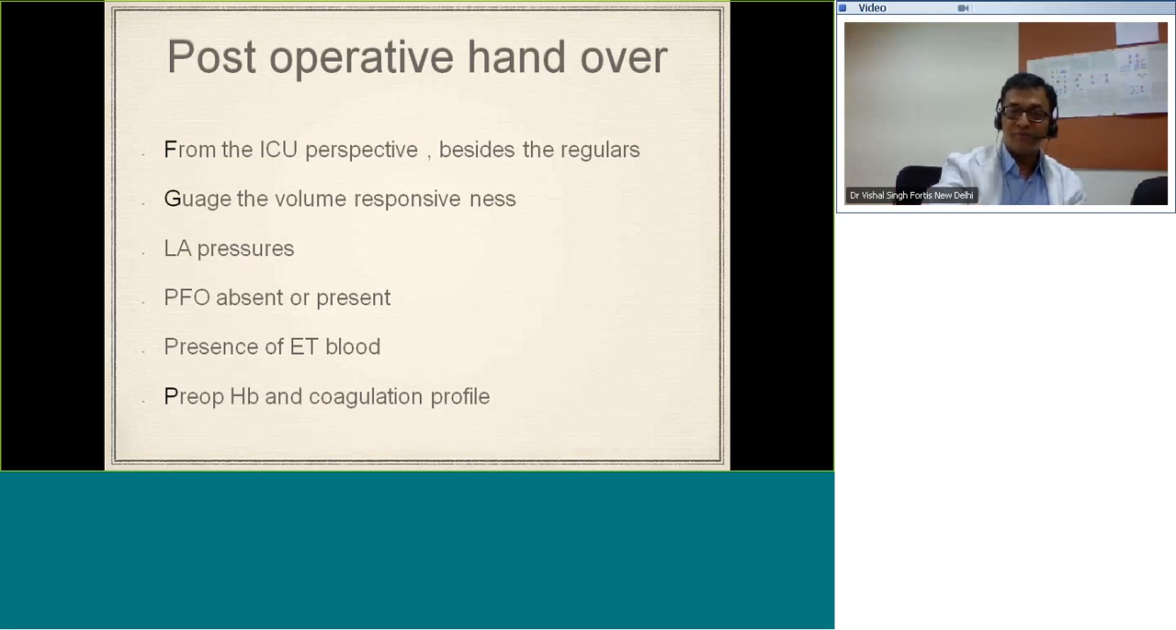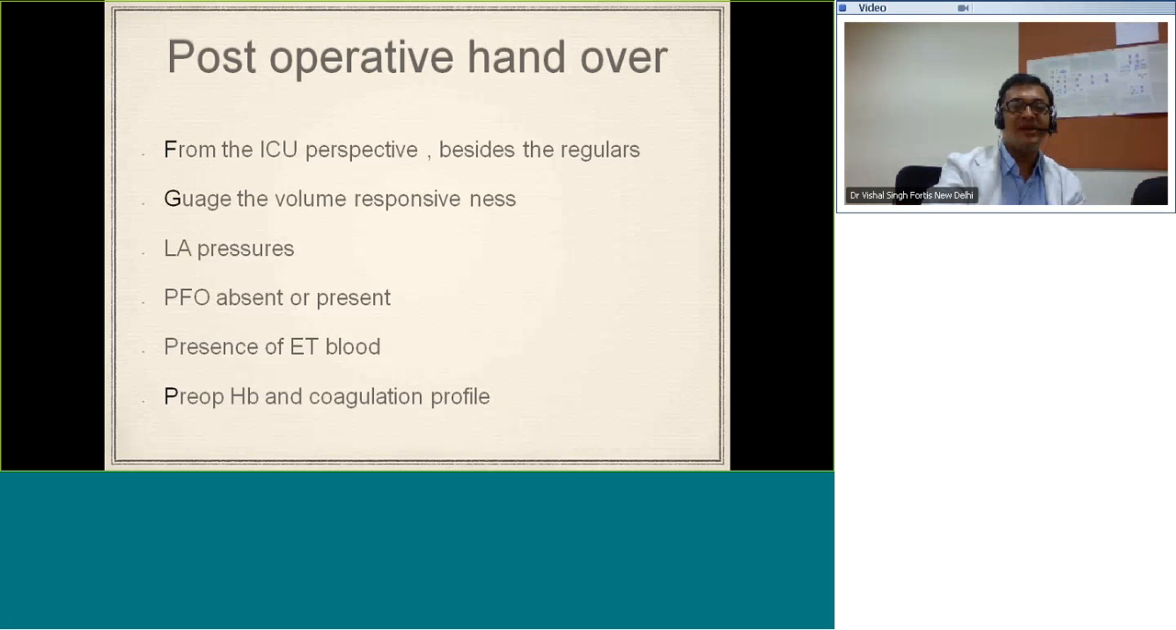A PFO, absent or present, will determine two things, because that will indicate whether the surgeon was not very comfortable leaving a high RV pressure and has left a decompressing PFO. Also, from the ICU point of view, while we are very careful in every situation, in these scenarios it's very important that the concept of de-airing the line before giving any injection becomes imperative. Besides, presence of ET blood.